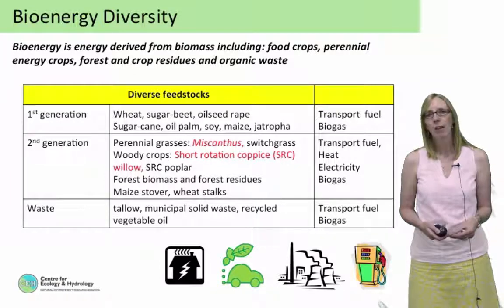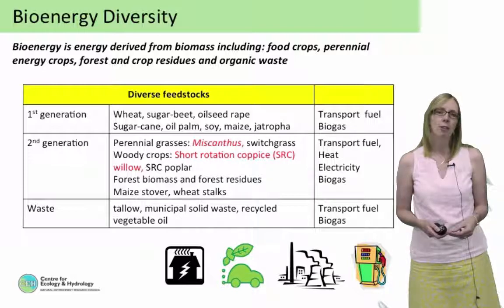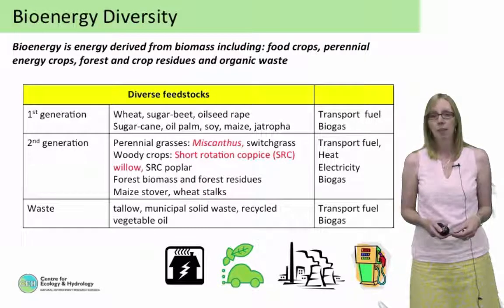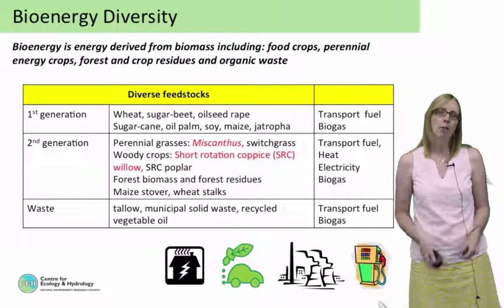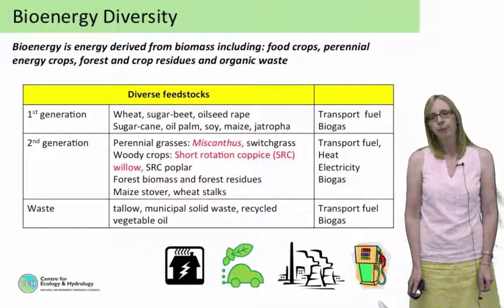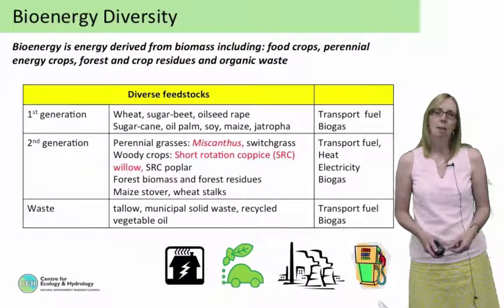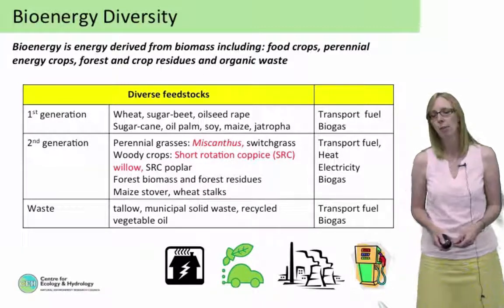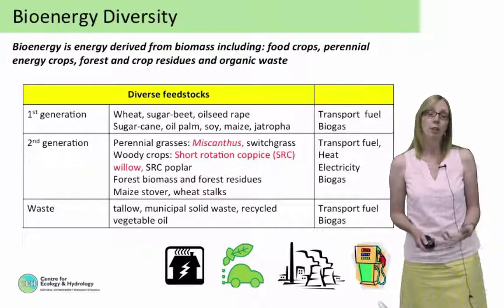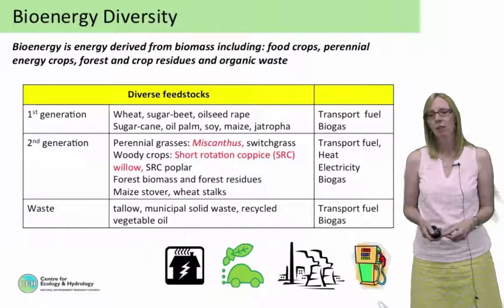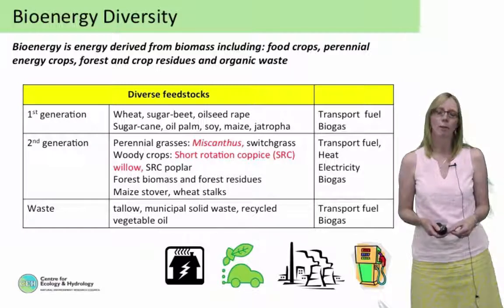So, to begin, first of all, bioenergy encompasses lots of different feedstocks, conversion technologies and end users. It's a very complex renewable energy source. Bioenergy is simply energy derived from biomass, and that biomass can be food crops, perennial energy crops, forestry and crop residues, and organic waste. And we use some terminology for describing different types of bioenergy dependent on the feedstocks it's made from. So we have first-generation bioenergy made from food crops such as wheat, sugar beet, sugar cane, maize and jatropha.